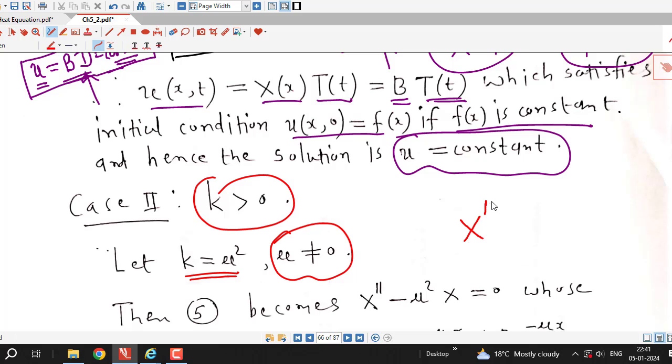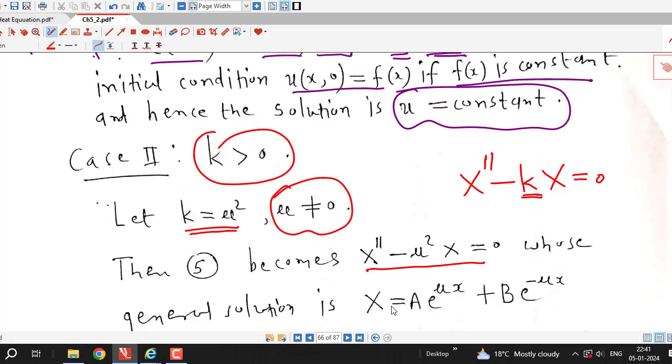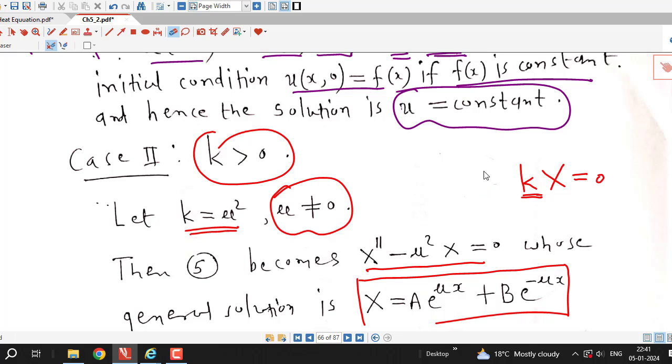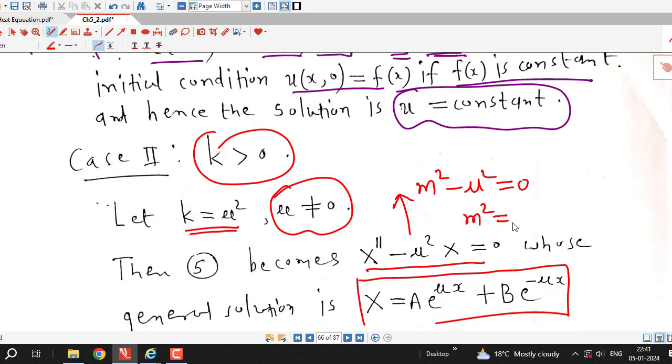Now equation number 5 is x double dash minus k x equal to 0. If I take k equal to mu square here, I will obtain this equation, and its general solution is given by this. Okay, now we are familiar with this. We can solve this by writing its auxiliary equation, which is m square minus mu square equal to 0. This will give me m square equal to mu square, and hence m equal to plus or minus mu.